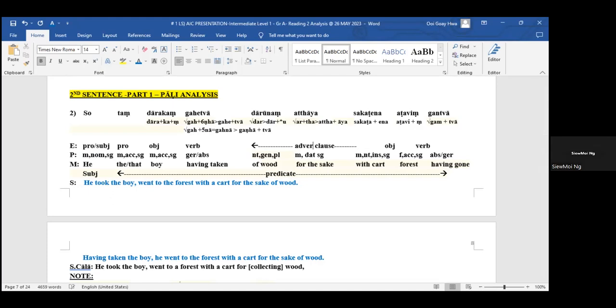Sorry, the Simon here. If I construct the sentence like having gone and taken the boy, he collected the wood on the cart. No, he went there for the sake. The meaning of attire is for the sake. Attire is for the sake of the wood. Gone to the forest for the sake of wood.